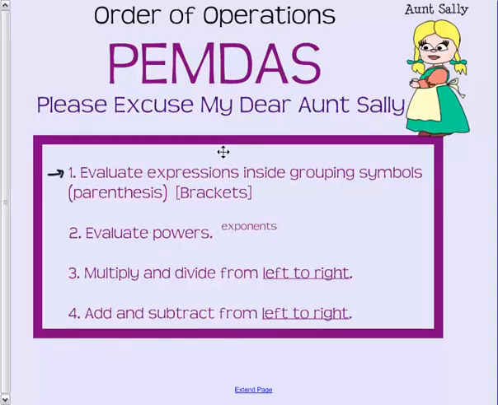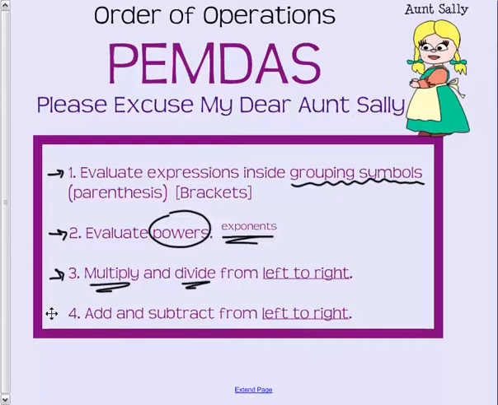The first step is what we consider grouping symbols. So grouping symbols, okay? That's all you need for step 1. These could be parentheses, brackets, whatever. The second step is powers and exponents, okay? The third step is multiplication and division from the left to the right. And the fourth step is addition and subtraction from the left to the right.